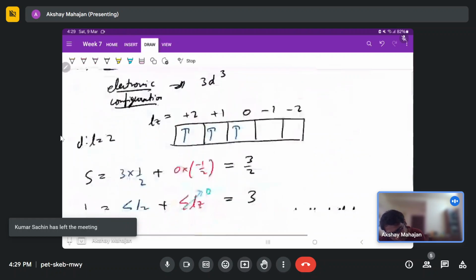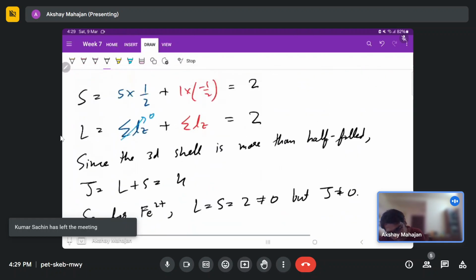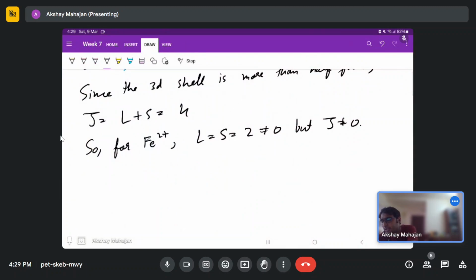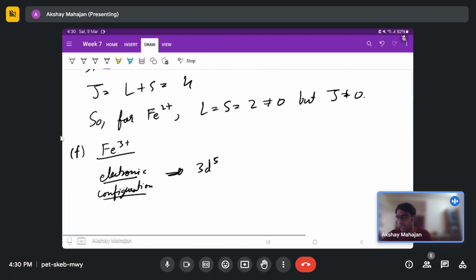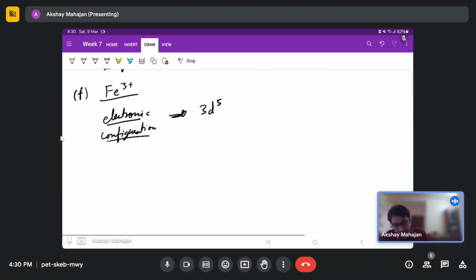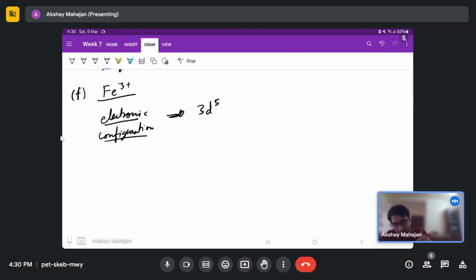Then Fe3 plus, okay. So the next ion that is given to us is Fe3 plus, and so the Fe3 plus electronic configuration will be 3d5. Right, just 1 minute. Alright, so electron configuration is 3d5 now instead of 3d6. 3d6 was for Fe2 plus. For Fe3 plus, we will take one more 3d electron, so that will be 3d5.